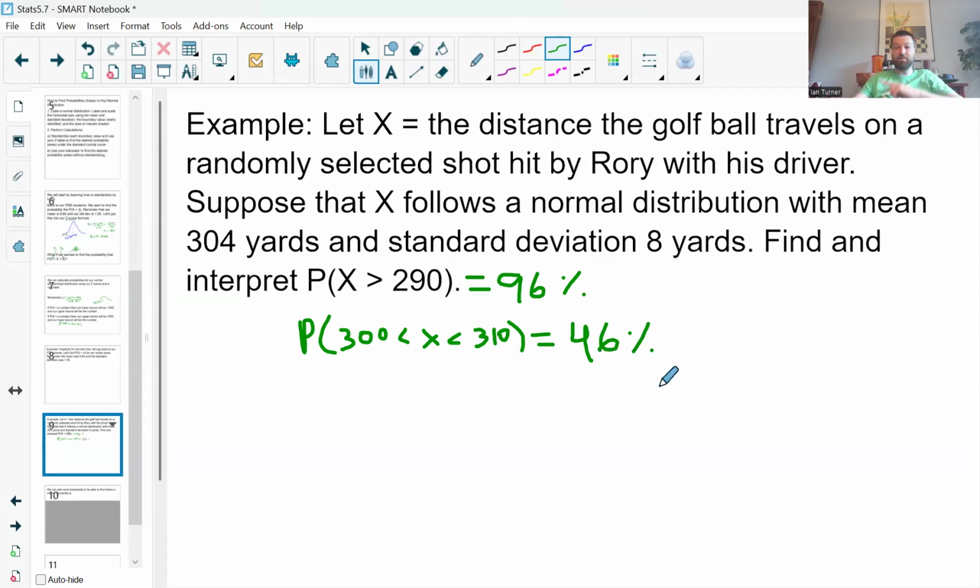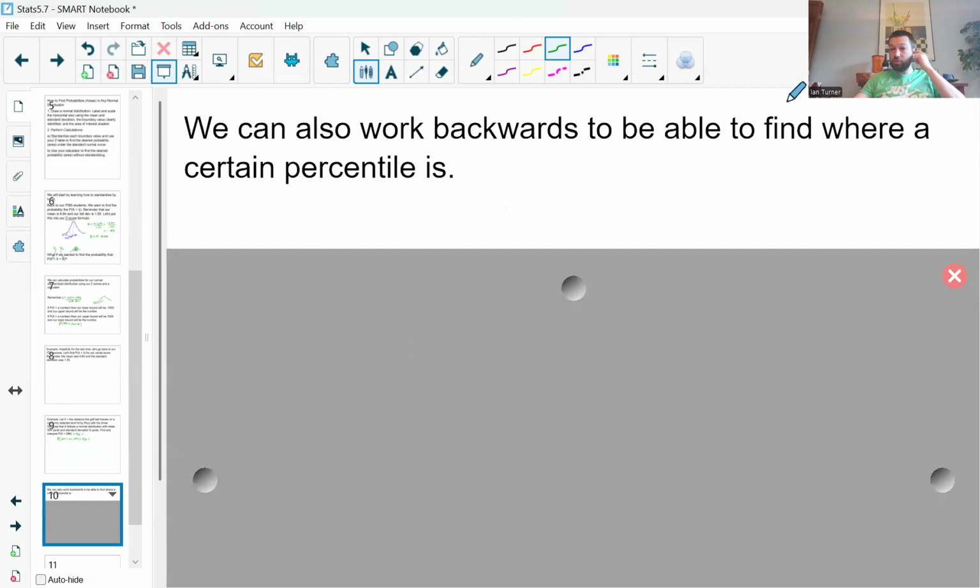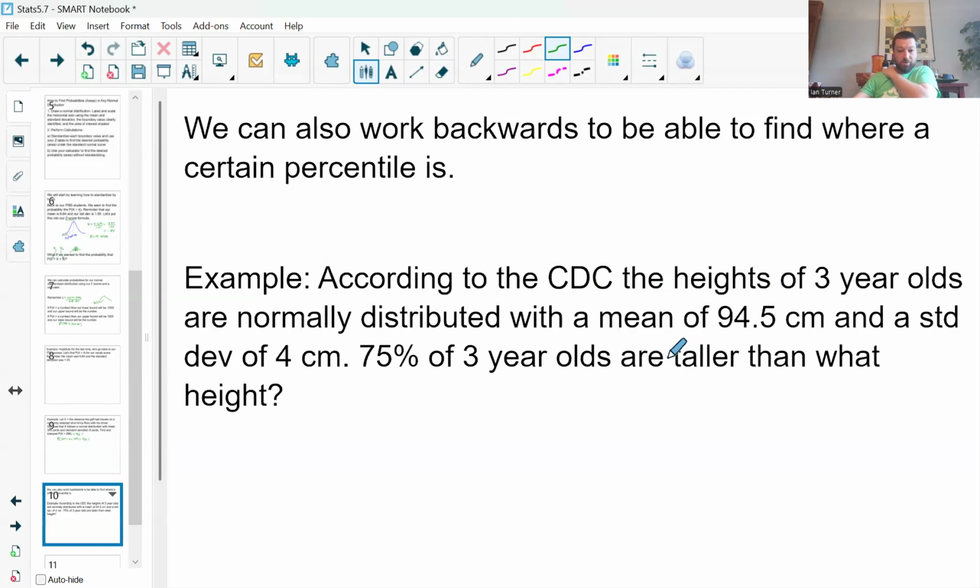So that's how you use the calculator. Again, you go second vars, normal CDF. We want the CDF one. All right, we got one more problem to do. So we can also work backwards to find where a certain percentile is using the calculator. This one would be harder to do by hand. I mean, it's possible, but it'd be a little harder to do by hand.